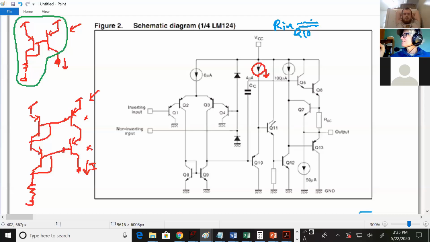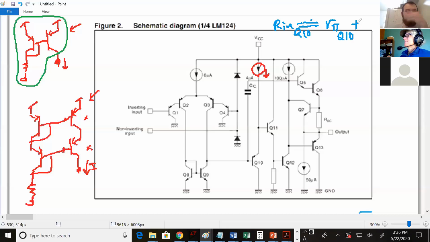So what would the equation be? Oh, it would just be R pi Q10. But what's the resistance below the emitter? Is it the resistance of that current source? Exactly. So would it be in parallel with RO? What's the equation?